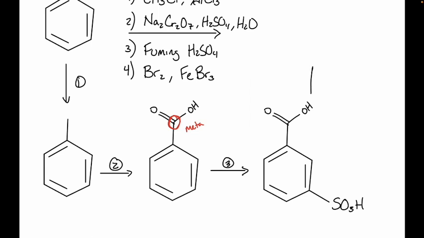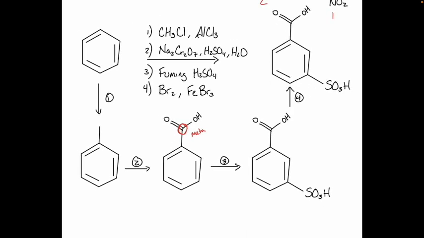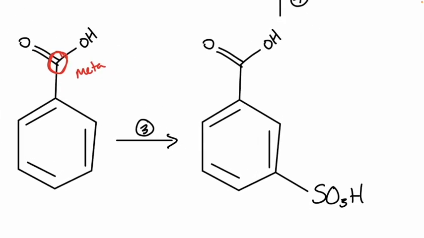All right, and then my last step is going to add what to the ring? Bromine. Okay, I got to figure out where that bromine is going to go. So I got to look here. We said that this was a meta-directing group. So it wants to direct to the carbon that is meta to it. Okay, what about our sulfonic acid group? Ortho-para or meta-directing?